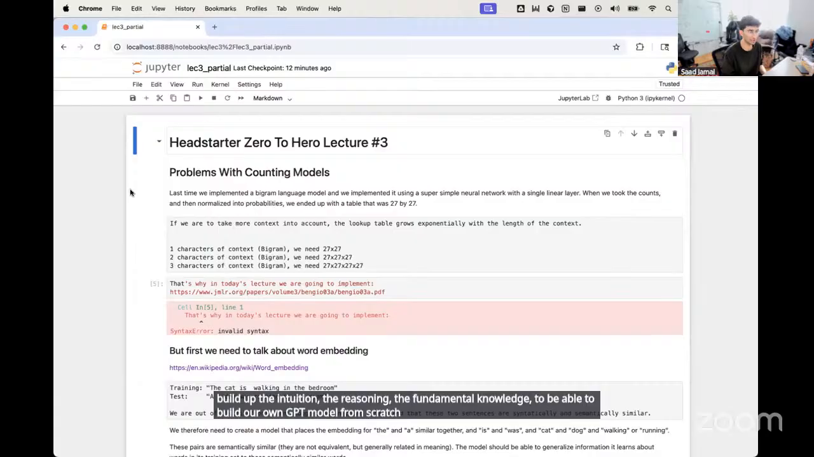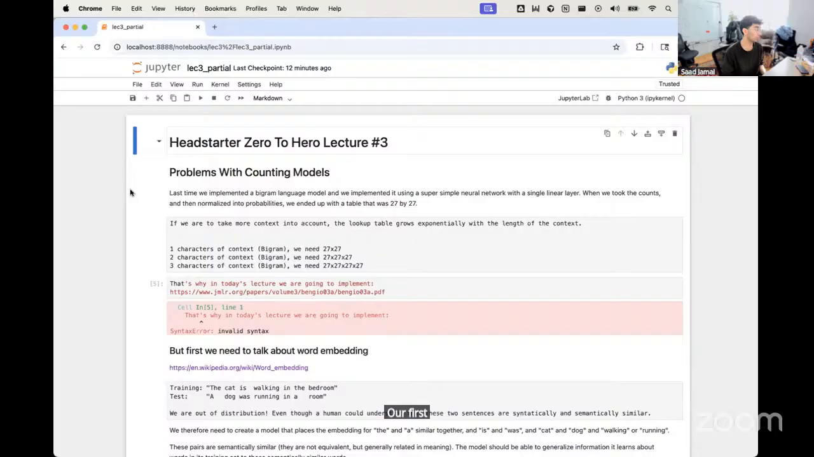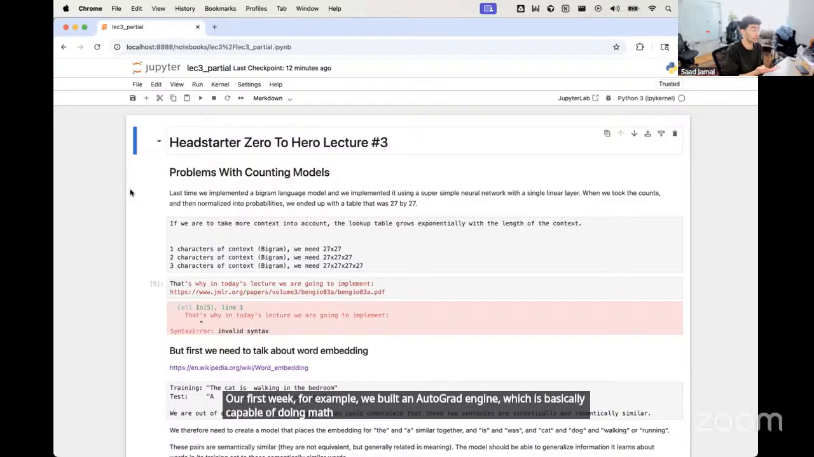Now, we're not going to do that today. We didn't do that last week. In our first week, for example, we built an autograd engine, which is capable of doing mathematical operations, calculating the gradients of those operations, and then doing backpropagation. This was critical in building our first neural net. Last week, we learned about softmax, we learned about log likelihood, and we built our first language model.